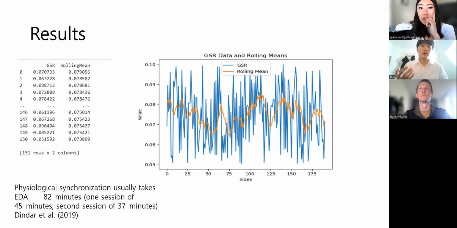Psychological synchronization usually takes EDA 82 minutes. This was one that I found from literature. So I figured about 75 minutes is the optimum time for recording this GSR, and I did that. As you can see, there are some fluctuations. I assume that shows the peak intervals of the GSRs, the emotional peak.